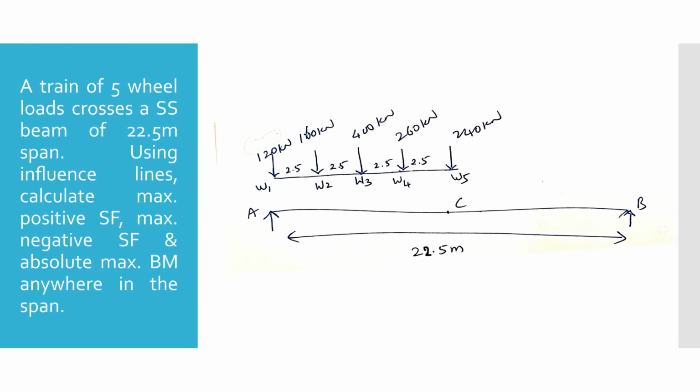In this problem, we have a train of 5 wheel loads crossing a simply supported beam with a 22.5 meter span. As we already calculated the maximum positive shear force and maximum negative shear force in the previous video, now we'll find the absolute maximum bending moment using influence lines.